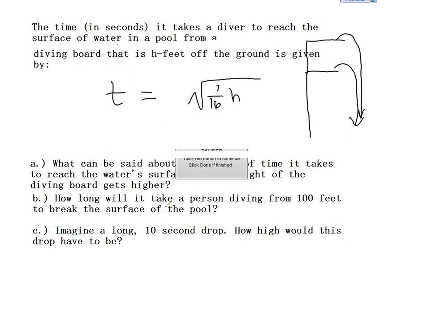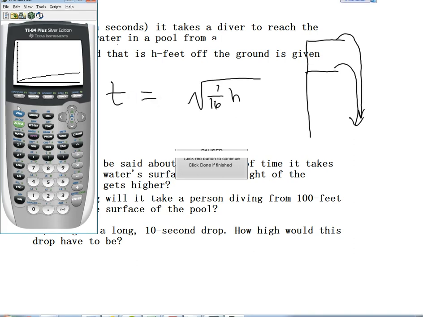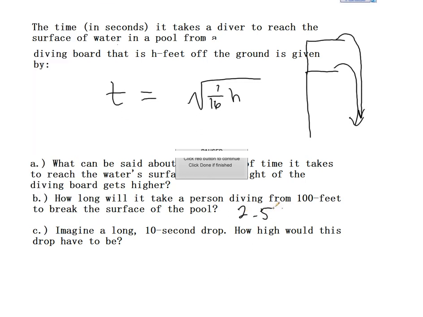So one question we might have is, how long will it take a person diving from 100 feet to break the surface of the pool? Well, I'm going to go over to second graph to look at the table. I'm going to set my table at 0 and have it increase by 100 so that I can see this in 100-foot increments. And I notice that for a 100-foot dive, it's going to take 2.5 seconds. We could similarly find this by plugging in 100 in for h.